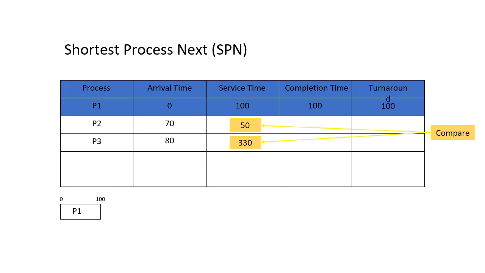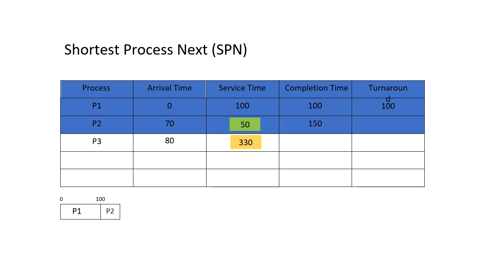After completion of job P1, the operating system compares the service time of job P2 and job P3. P2, which has the shorter service time, is executed first. P2 then completes at 150 seconds. The turnaround time of P2 is 80 seconds. After that, job P3 executes.